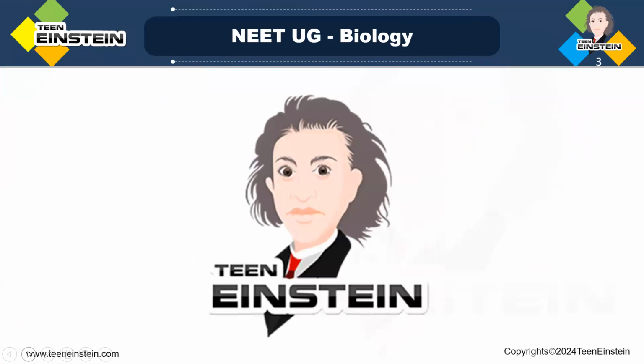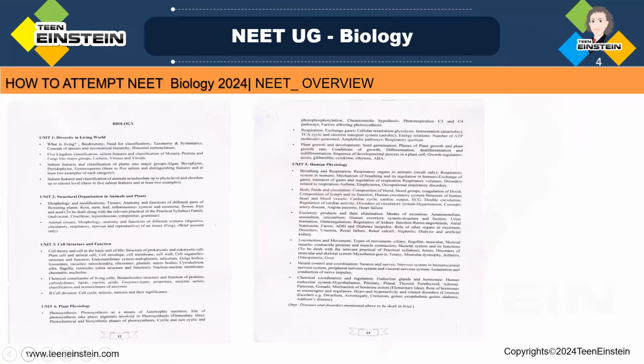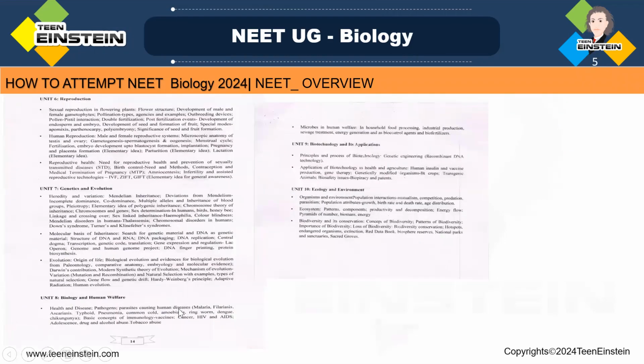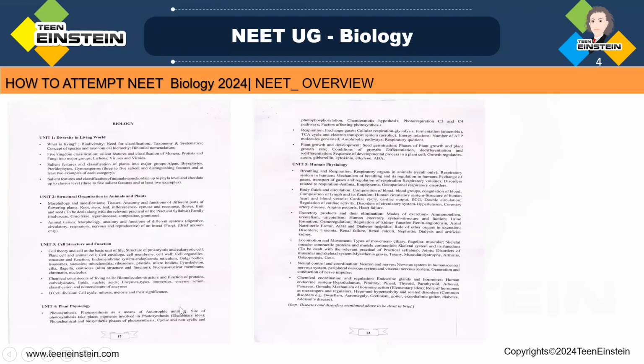So first, once again, I'm welcoming all of you to this class, and here we are learning how to learn biology or how to get prepared with these biology chapters. So, you know that according to the NEET syllabus, here we have 10 units. First unit is about diversity in living world, and that has 4 chapters.